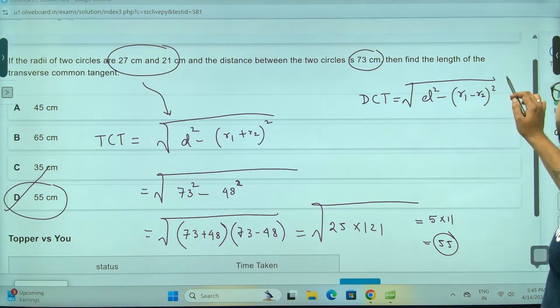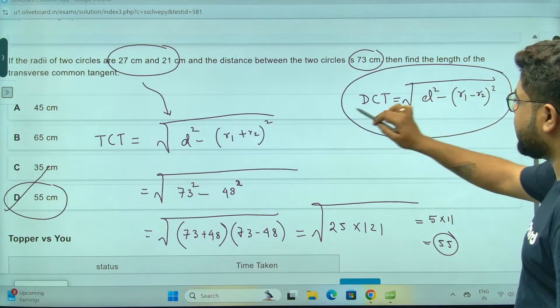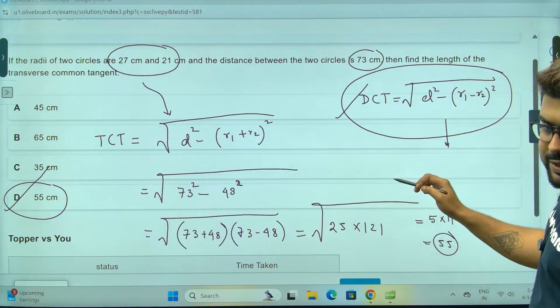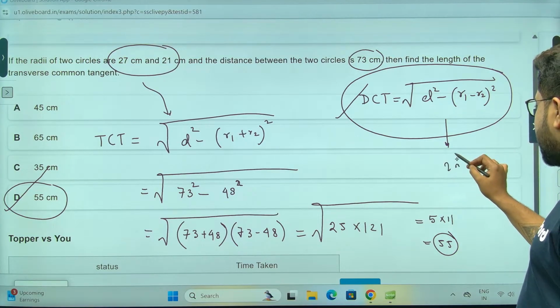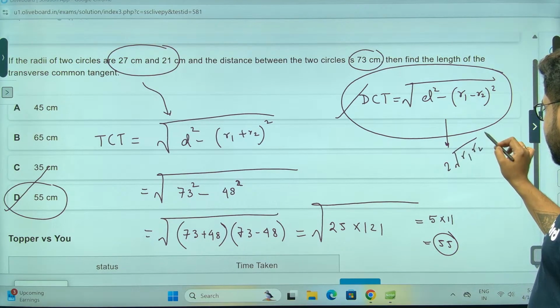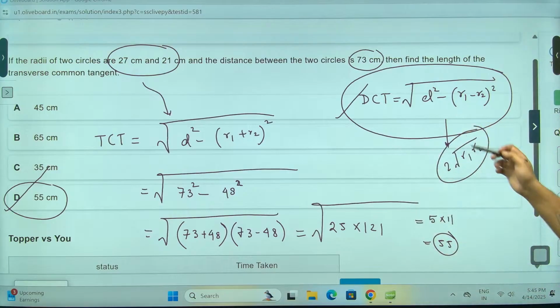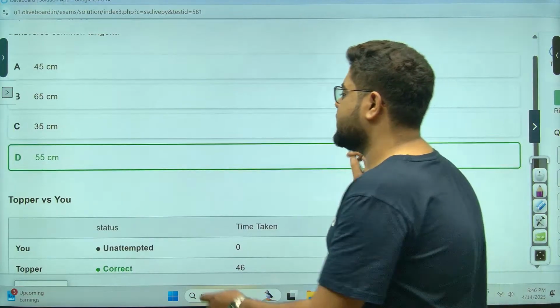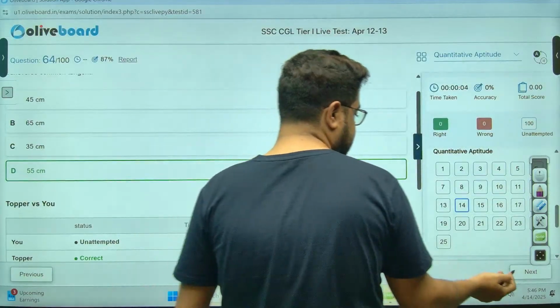Option D is the correct answer, sir. Again, DCT, if they ask, always remember this formula. And if two circles touch, the formula becomes, you guys know, na? 2 root R1 R2. The proof also I've shown you, I guess, in some questions. Like if you follow the classes regularly, you will get that. Sir, next one, sir.